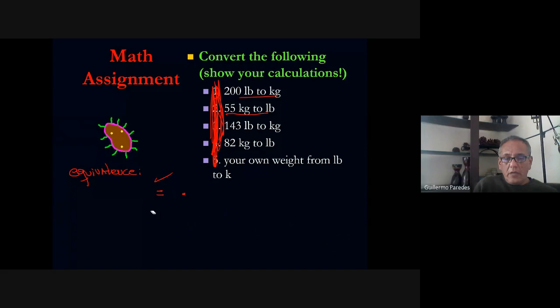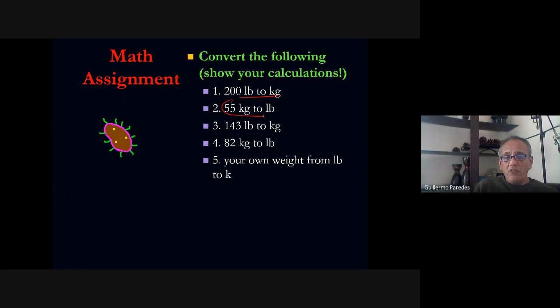All right, so you already know the equivalence, right? The equivalence is 1 kilogram equals 2.2 pounds. So I need to change 55 kilos into pounds, the other way. So I put 55 kilograms, that is what I'm given, and I want to change into pounds. I'm going to do the same thing: multiply by a fraction. I don't want kilograms anymore. I want kilograms to disappear.